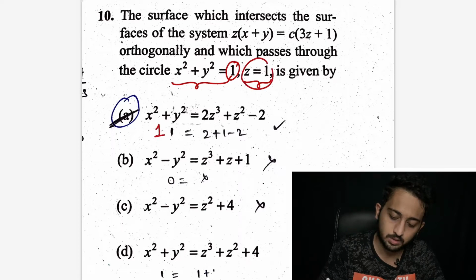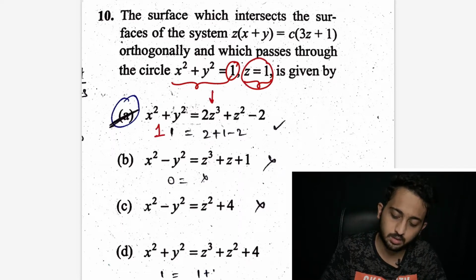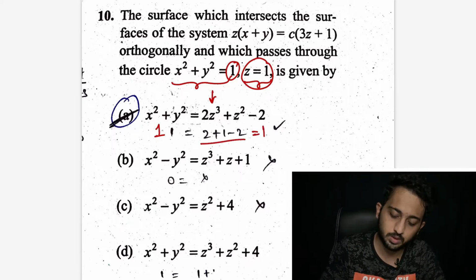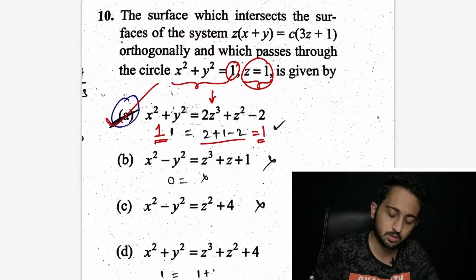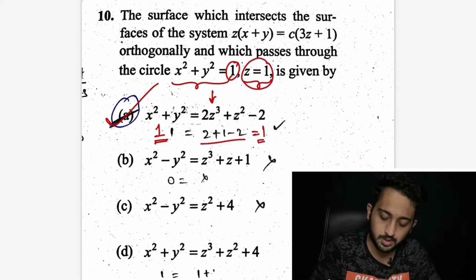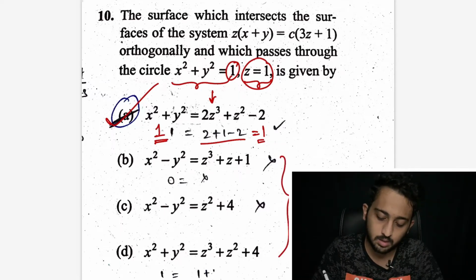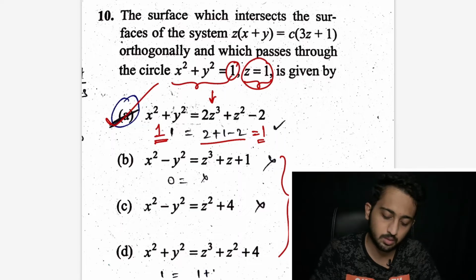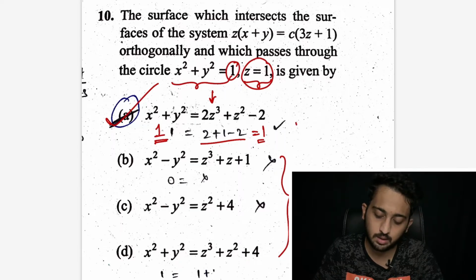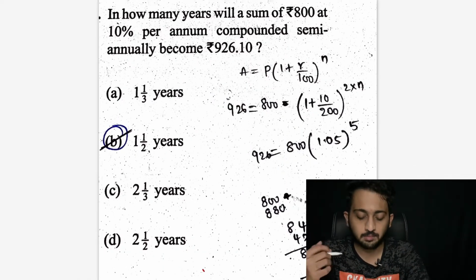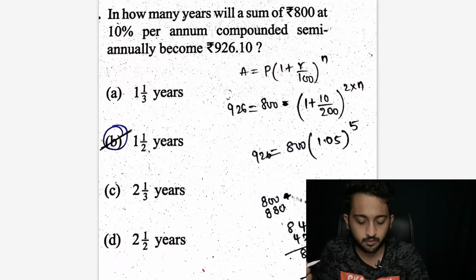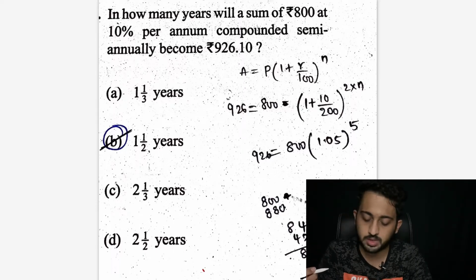Since z is 1, I'll put z equal to 1 here. So 2 plus 1 minus 2 is equal to 1. So 1 equal to 1, this is the right option. All the other options would not satisfy this particular substitution. So this is the only option that is satisfying, and this is the right answer. Guys, I'm telling again, pause the video for every question and see how you solve that particular question.